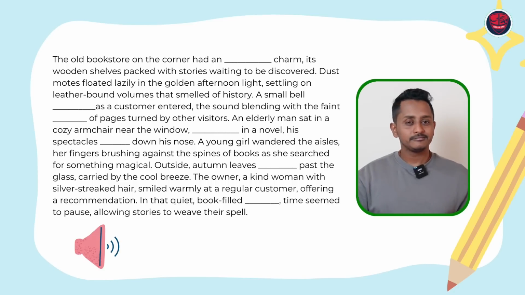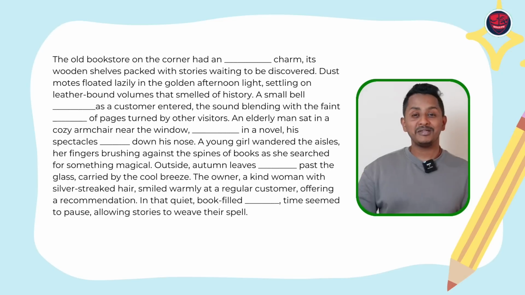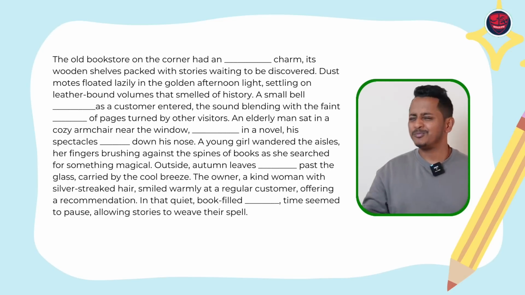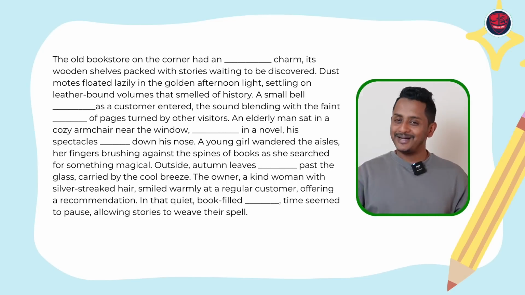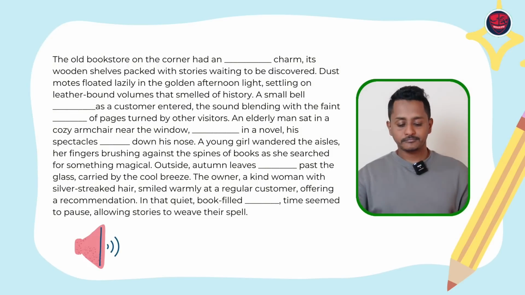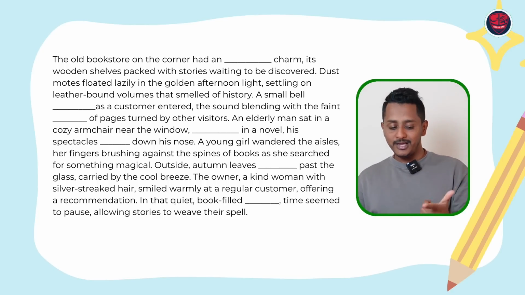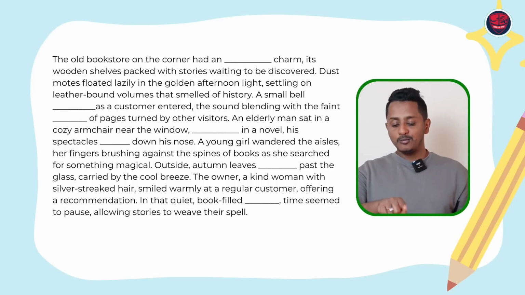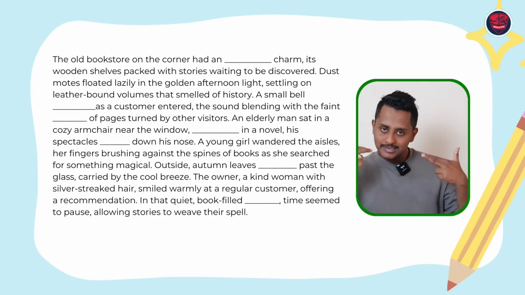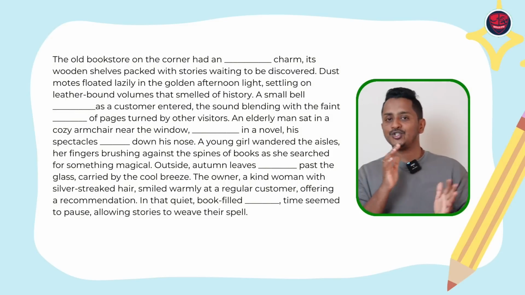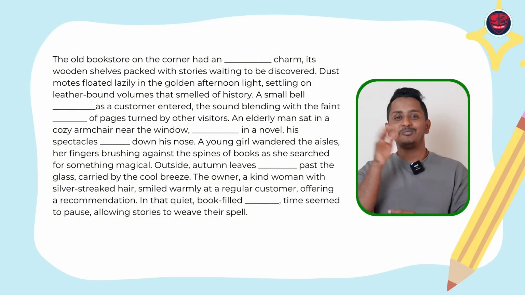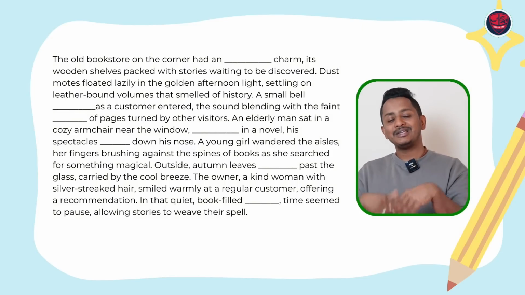The old bookstore on the corner had an undeniable charm. Undeniable means something you cannot deny, something you cannot say no to, it's beautiful. Undeniable, I'll show the spelling in just a while. Its wooden shelves packed with stories waiting to be discovered. We'll go a bit further. Volumes that smelled of history. Here, a small bell chimed as a customer entered. Here the entire thing is in the past tense. You see the first line, an old bookstore on the corner had. Next line, dust motes floated. Everything is in the past tense. Now a small bell chime is wrong, it's chimed, which means made sound. CHIMED. Now using grammar you can fix this.